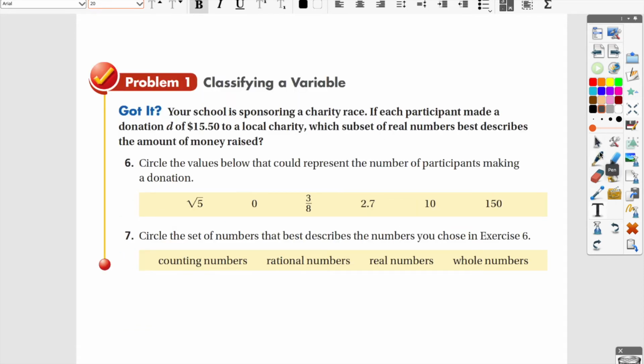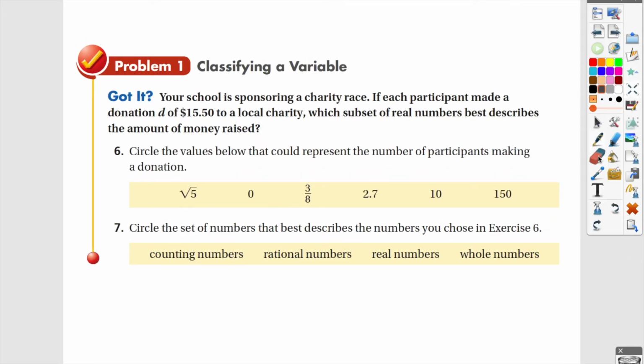So let's start off with question number 1. Can you classify a variable? Well, your school is sponsoring a charity race. If each participant made a donation D of $15.50 to a local charity, which subset of real numbers best describes the amount of money raised? Well, circle the values that could represent the number of participants making a donation. Sadly, 0 could very well be that.